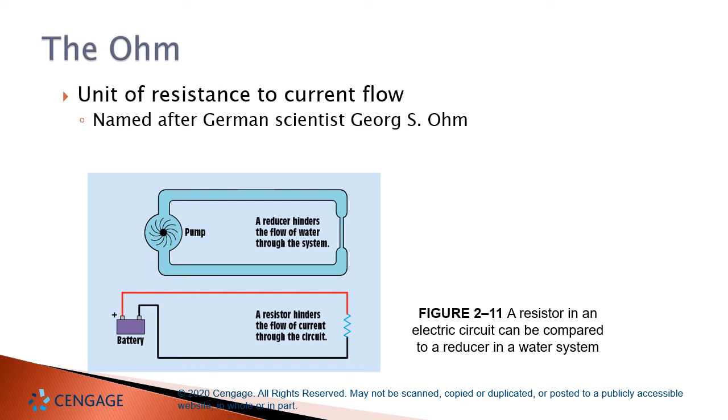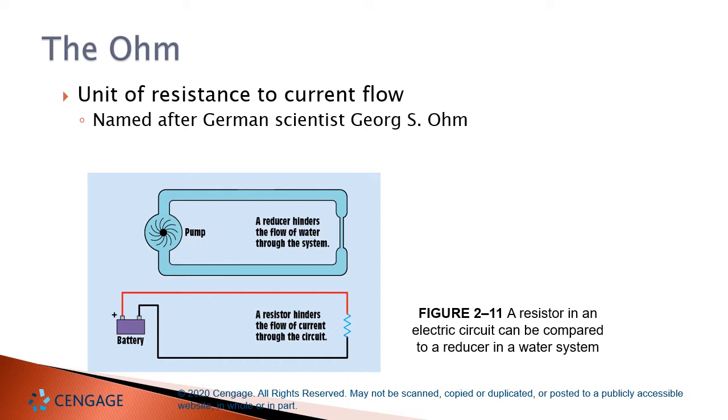Next of the quantities we're going to look at is the ohm. The ohm is a measure of resistance to flow. It's actually named after a German scientist. His name was George S. Ohm. He studied electricity back in the 1800s.